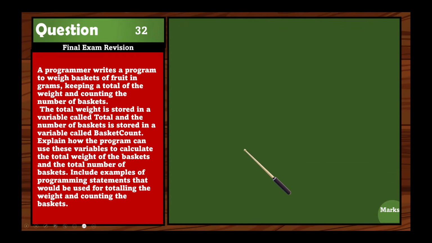Okay. Next question. A programmer writes a program to weigh baskets of fruit in grams, keeping a total of the weight and counting the number of baskets. The total weight is stored in a variable called total, and the number of baskets is stored in a variable called basket count. Explain how the program can use these variables to calculate the total weight of the baskets and the total number of baskets. Include examples of programming statements that would be used for totaling the weight and counting the baskets.